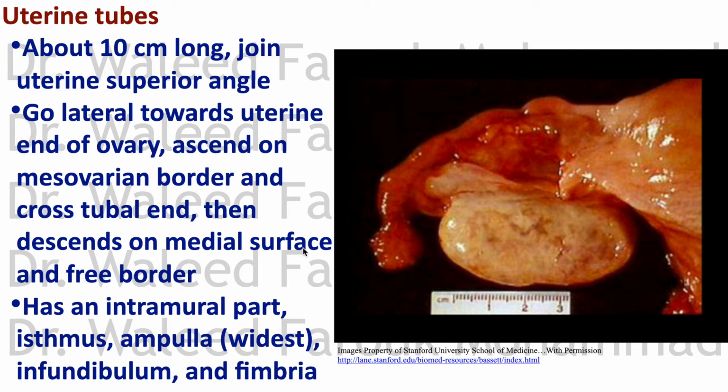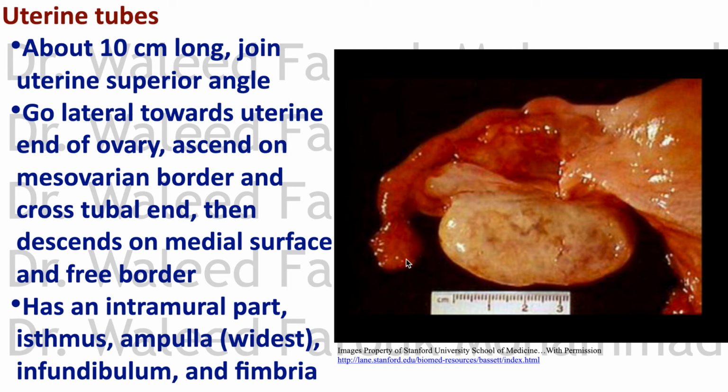The uterine tubes, on the other hand, are about 10 centimeters long, and they join the uterus at the superolateral angle, as you can see here. Each tube has an intramural part. Intramural means part of the muscle wall of the uterus; it has a course inside the muscle wall of the uterus. Then the isthmus, which is this part, the very narrow part. Then the ampulla of the tube, which you can see here, the widest part of the tube and the site where fertilization occurs. Then the infundibulum, a funnel-shaped end of the tube with finger-like projections called the fimbriae.